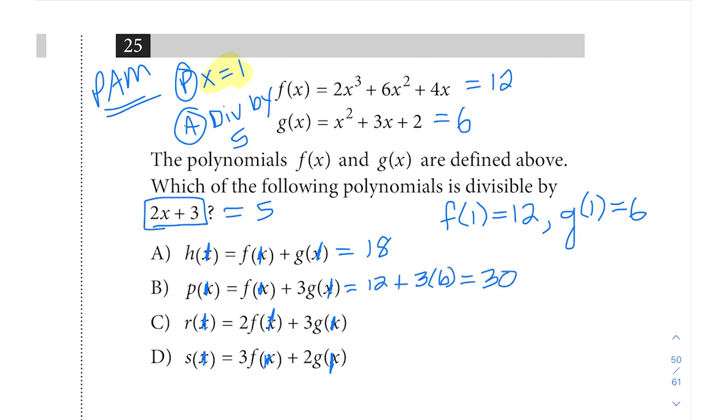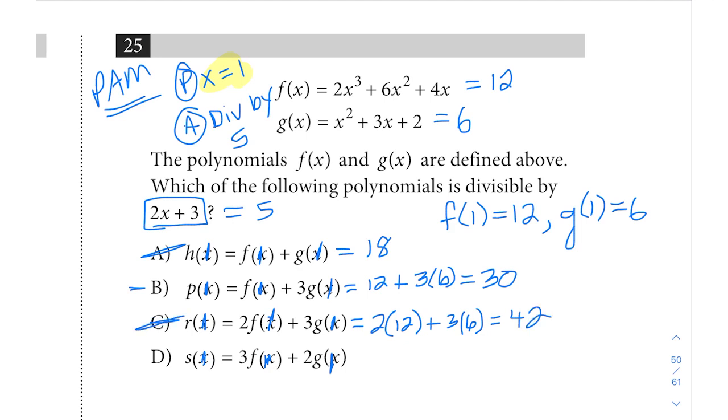P of 1 is f of 1 plus 3 times g of 1. So that would be 12 plus 3 times 6, so that's 12 plus 18. That would be 30. So A we know doesn't work. B seems to work. Let's make sure that's the only one that works before you pick it. Let's make sure we test C and D.